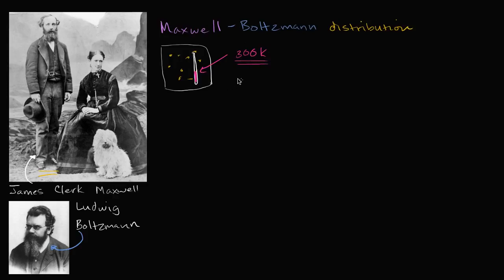Well, one way to think about temperature, a very accurate way, is that temperature is proportional to the average kinetic energy of the molecules in that system. So let me write it this way: temperature is proportional to average kinetic energy in the system. So let's make that a little bit more concrete.